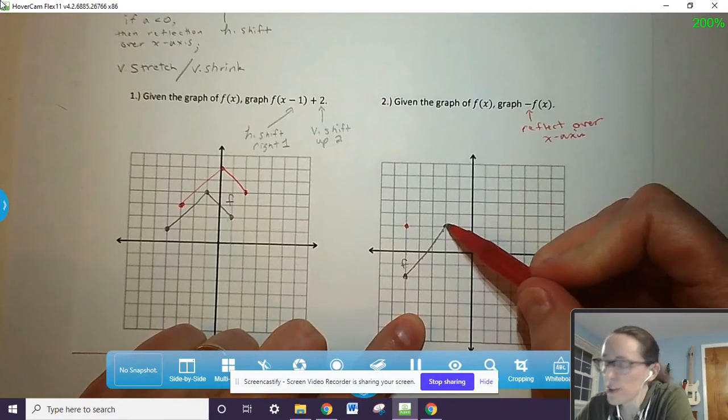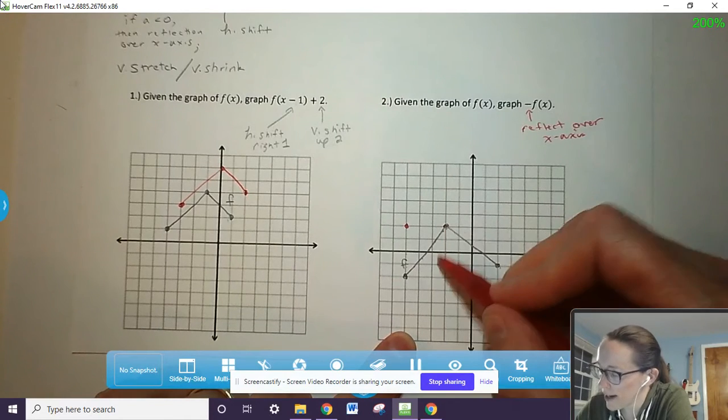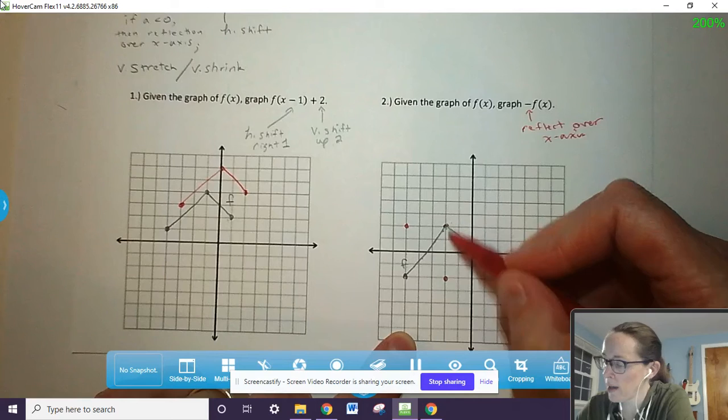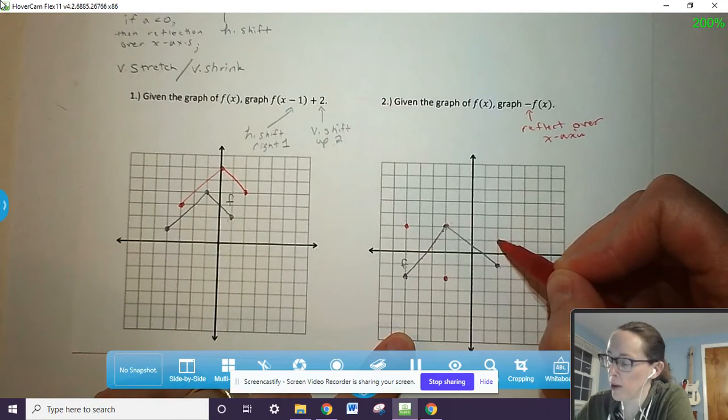If we want to reflect over the x-axis, this is 2 units above. So when we reflect over the x-axis, it goes 2 units below. And then this is 1 unit below the x-axis. So its mirror image is 1 unit above.